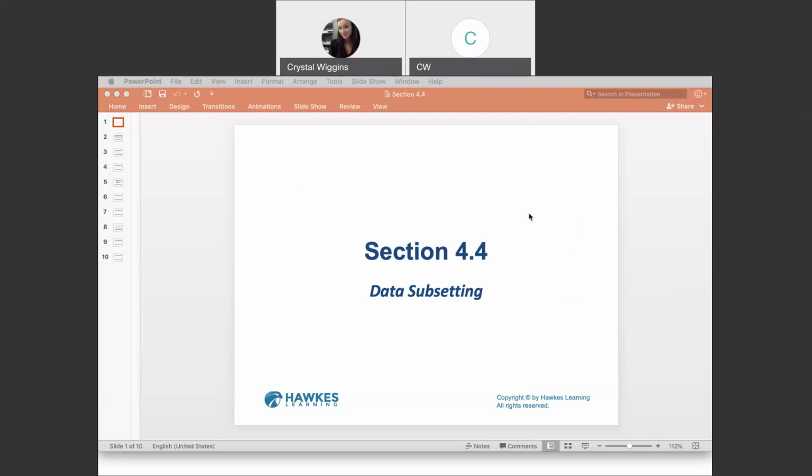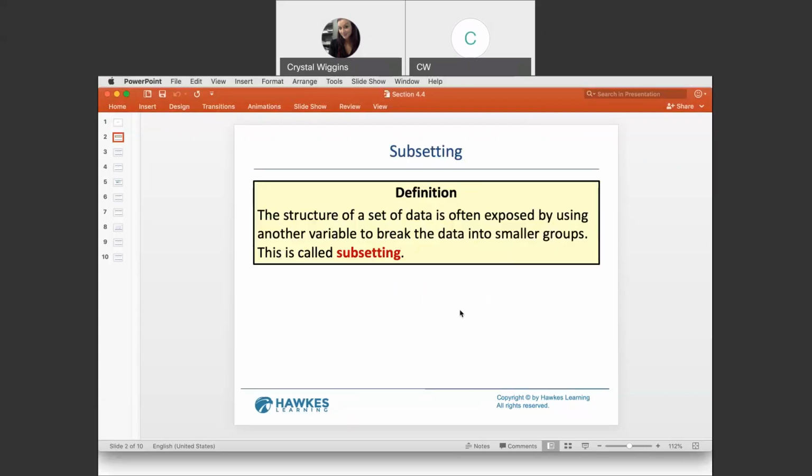But in others, the data can be quite deceiving by looking at the entire data set. If there are very specific classes involved in the data that could affect the overall look of the data, but when subsetted into those classes, make a huge difference in our perception. Let me show you what I mean. The structure of a set of data is often exposed by using another variable to break the data into smaller groups, and this is called subsetting.